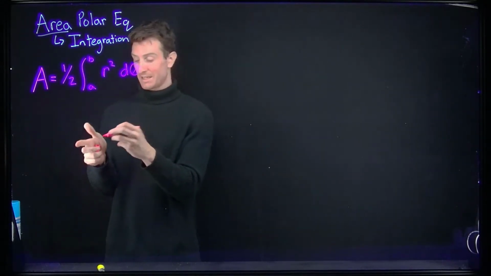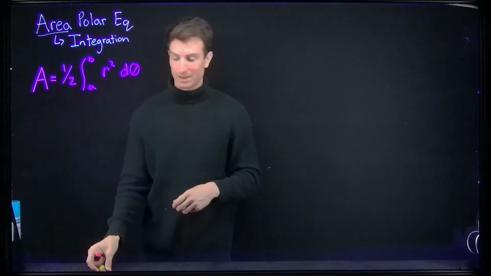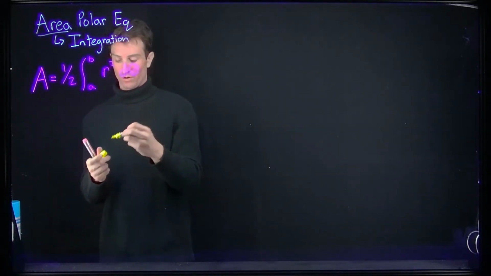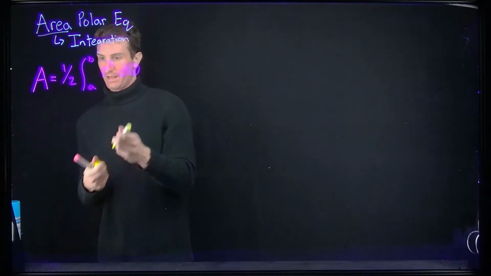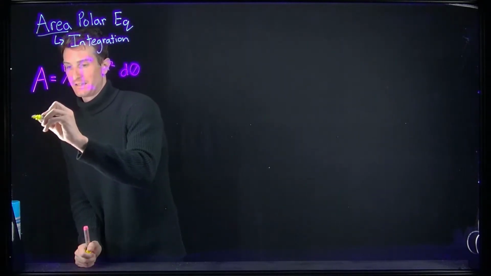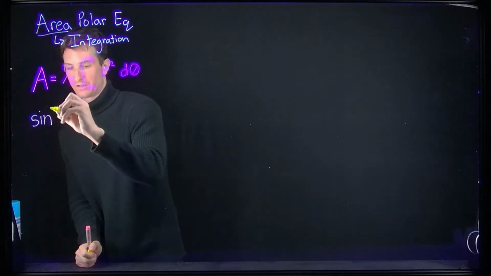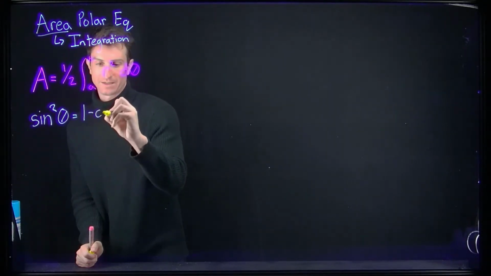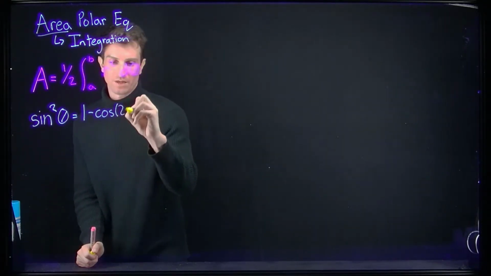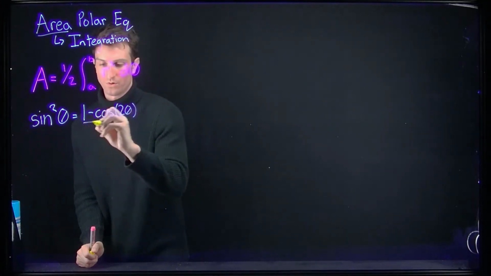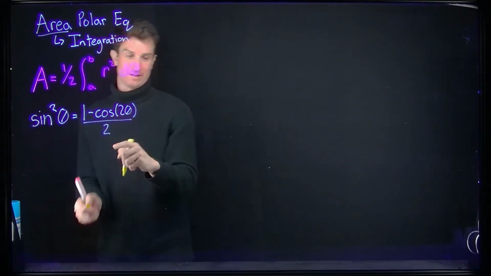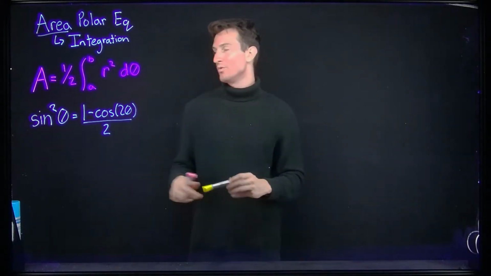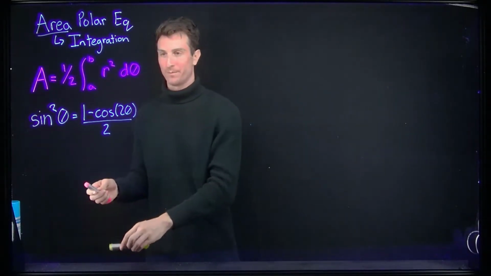Seems easy enough, but there is something that we need to remember all the way back from trig. And so I'm going to give us one of the rules right now. It's going to be that sine squared theta is equal to 1 minus cosine of 2 theta over 2. All right, so this is a trig identity that we will need. There's a cosine one that goes with it, but I'll introduce it in the next example.